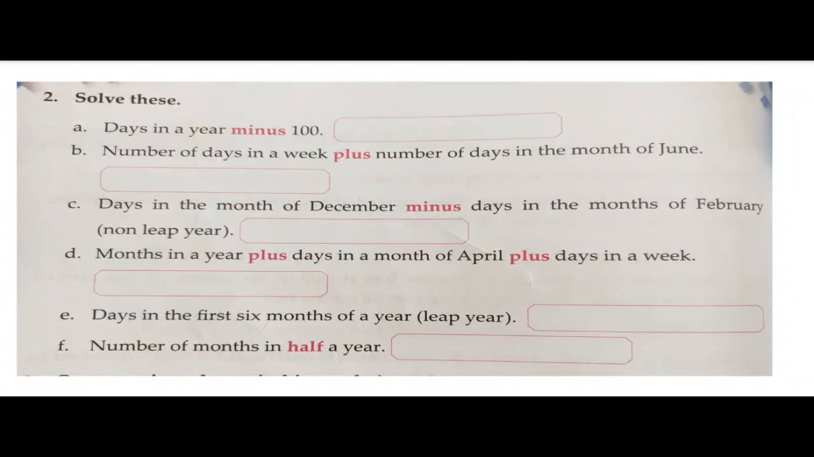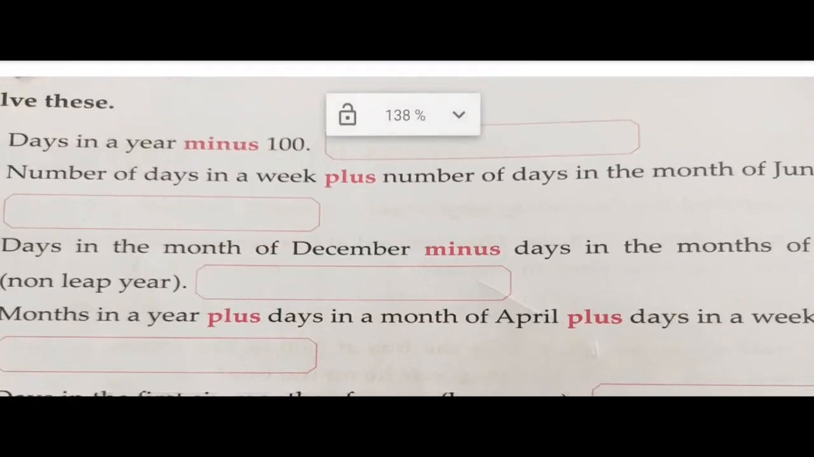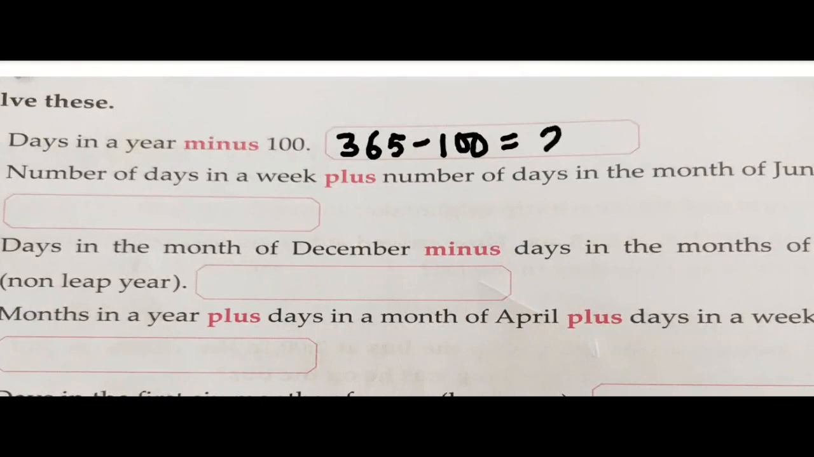Solve this. Days in a year minus 100. So you have to minus 100 from days in a year. So you know that in a year there are 365 1/4 days, but we will take 365 only. 365 minus 100. Yes, so 365 minus 100, you can say there will be 265 days.